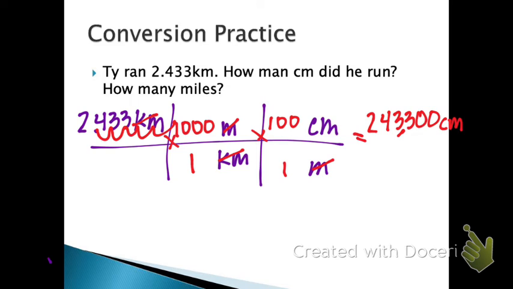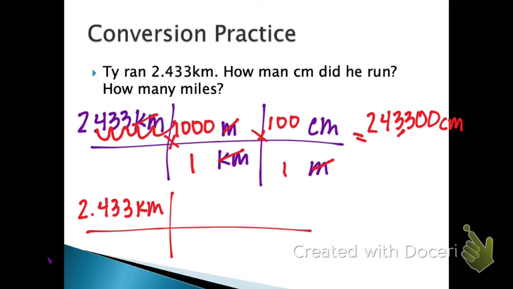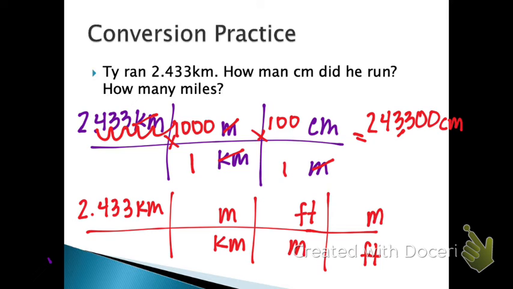Okay, now how many miles did he run? We can start from centimeters or we can start from kilometers. I'm just going to start from kilometers. 2.433 kilometers. Some people know the conversion from kilometers to miles right away. That's fine. You can use that if you do. I think it's 1.6, but I'm not confident enough in it. I'm just going to move on. I'm going to go to meters. Then I'll go meters to feet. Then one more, I'll go feet to miles. Okay, so it takes me a little bit of an extra step if I don't know that conversion right away.